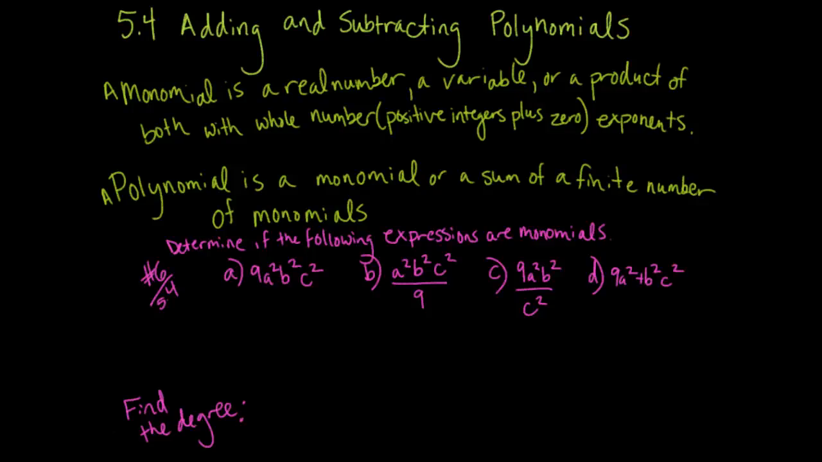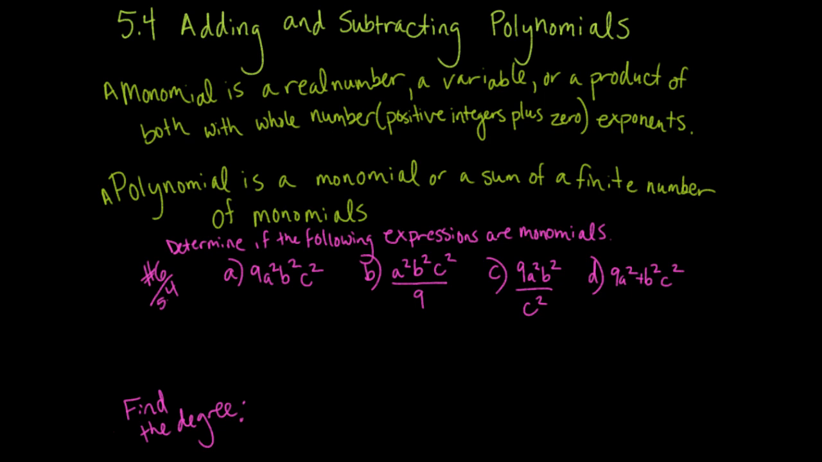Welcome to the online lesson for 5.4, Adding and Subtracting Polynomials. First, we need to define what a monomial is. A monomial is a real number, a variable, or a product of both with whole number exponents, which just means positive integers plus 0. So the exponents need to be whole numbers, positive and including 0 as well.